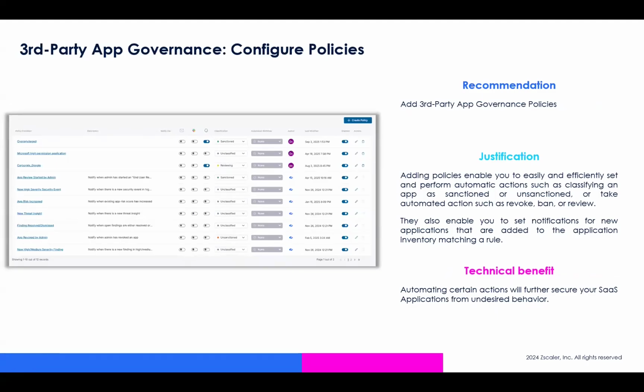Finally, you should configure third-party app governance. Configuring your third-party app governance policies enables you to easily and efficiently set and perform automatic actions such as classifying applications as sanctioned or unsanctioned, and take automated actions such as revoking, banning, or reviewing these third-party applications. Policies also enable you to set notifications for new applications that are added to the application inventory, matching a rule. Automating these actions will further secure your SaaS applications from undesired behavior.